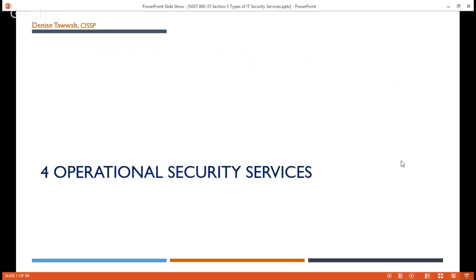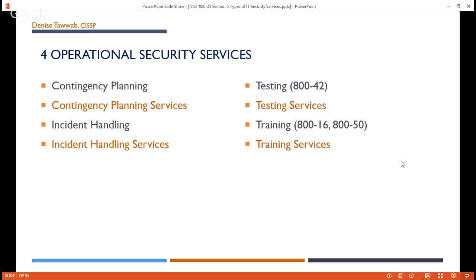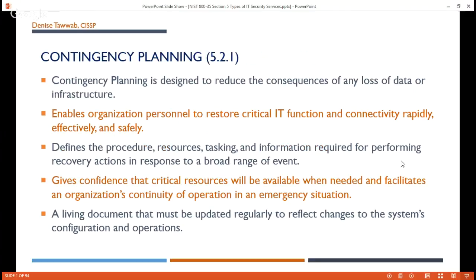Next up, operational security services. There are 4 of those. Those are contingency planning, incident handling, testing, and training. So first up, contingency planning.